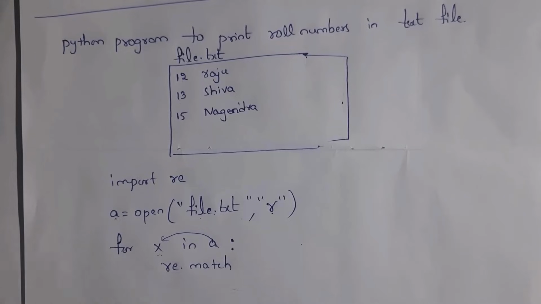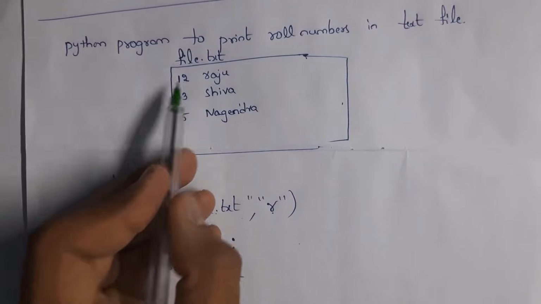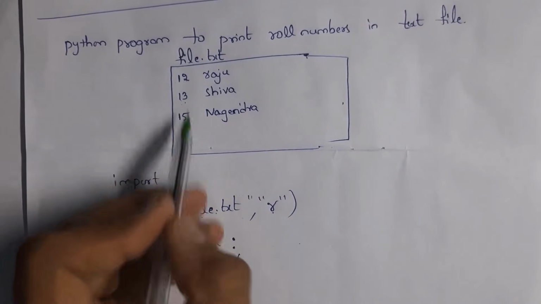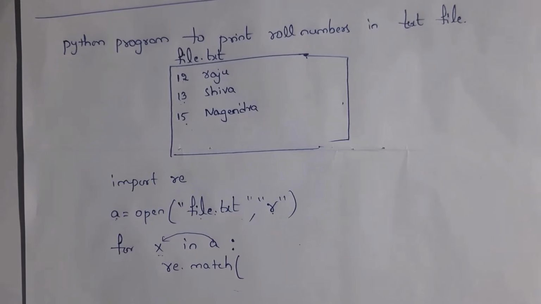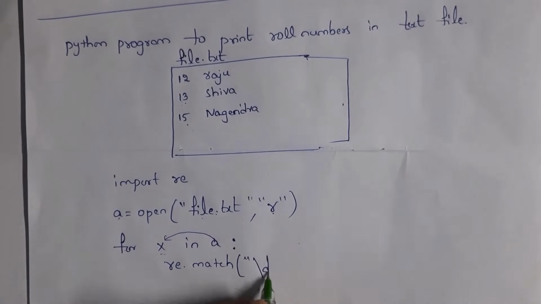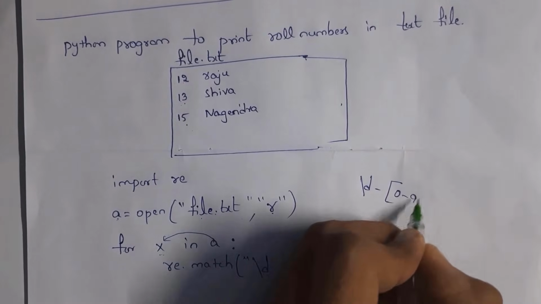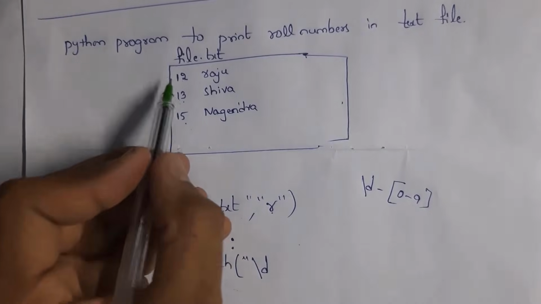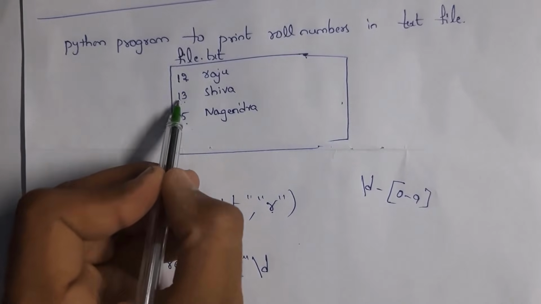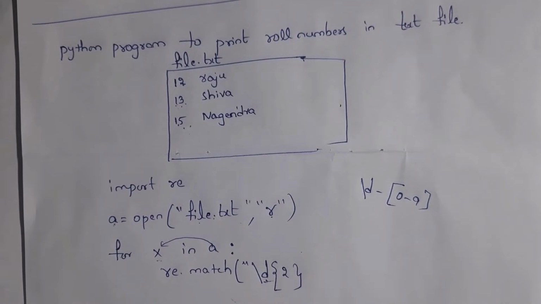By using the match function, we can find first characters. So I have written here re.match, open bracket. I want to print numbers 12, 13 and 15. These are roll numbers and they are in the form of numbers. So just write here, in double quotations, \d, where d is nothing but digits. It will match numbers from 0 to 9. How many digits does it contain? 1, 2, and here also 1, 2, and here also 1, 2. So give here size, and the size of digits is 2.